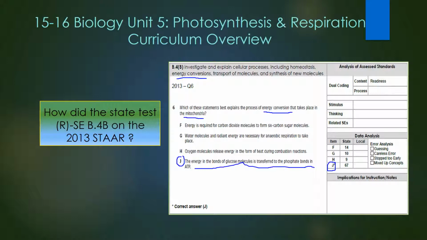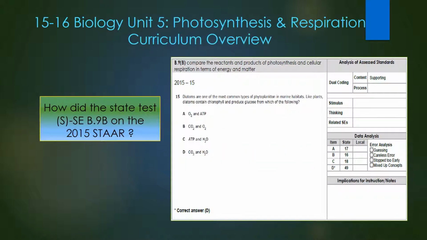So it's very important that the students understand phosphate bonds are being developed in the process of going from glucose to ATP. Now 9B is the same process of compare the reactants and products of photosynthesis and cellular respiration in terms of energy and matter.